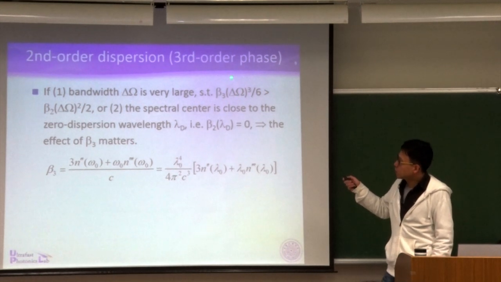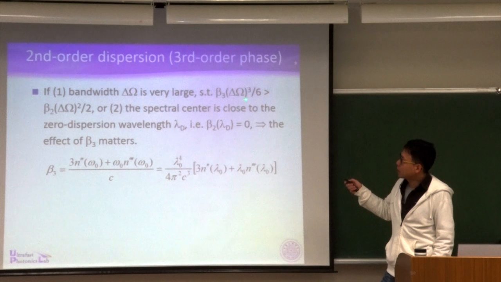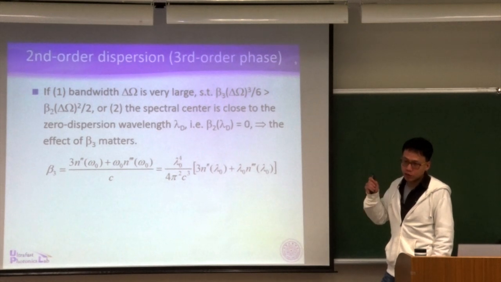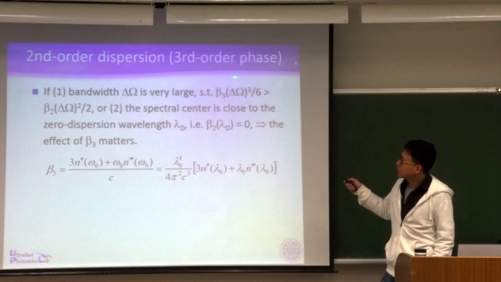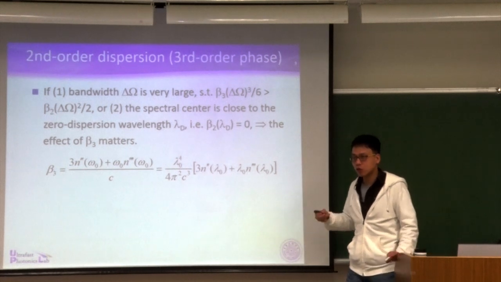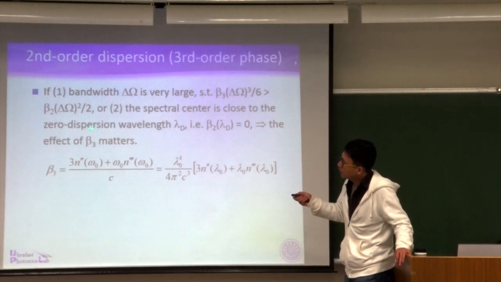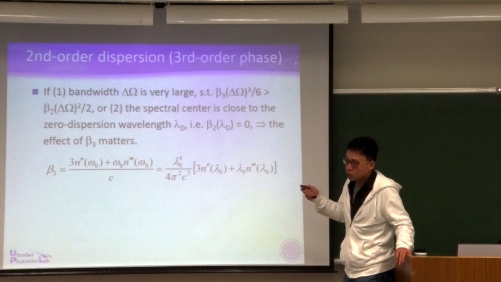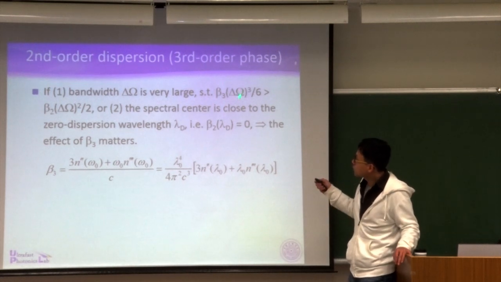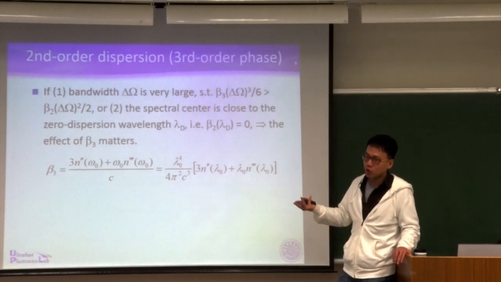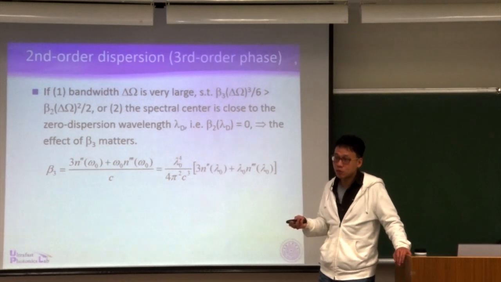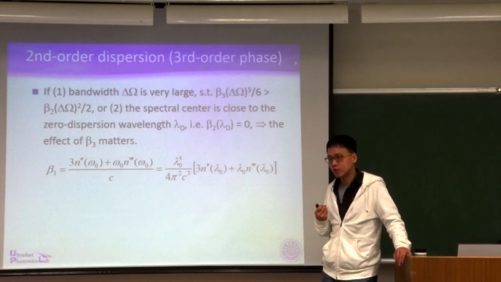So if you substitute delta big omega, the bandwidth, into the variable omega, this is the total phase due to the cubic term. And this is the total phase due to the quadratic term. If this term is bigger than this term, of course, cubic phase matters. It's more important than the quadratic phase.